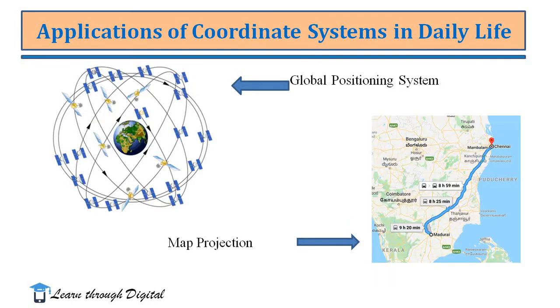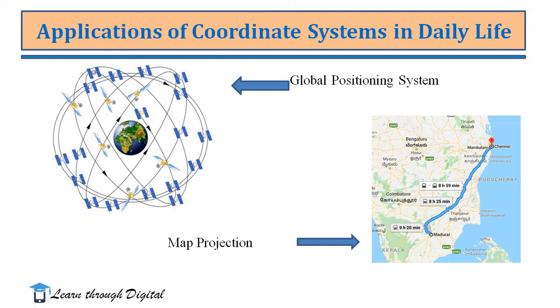Next application is Global Positioning System, GPS. A GPS is a space-based satellite navigation system that provides location and time information in all weather conditions. In a GPS, the longitude and the latitude of a place are its coordinates. The distance formula is used to find the distance between two places in GPS.